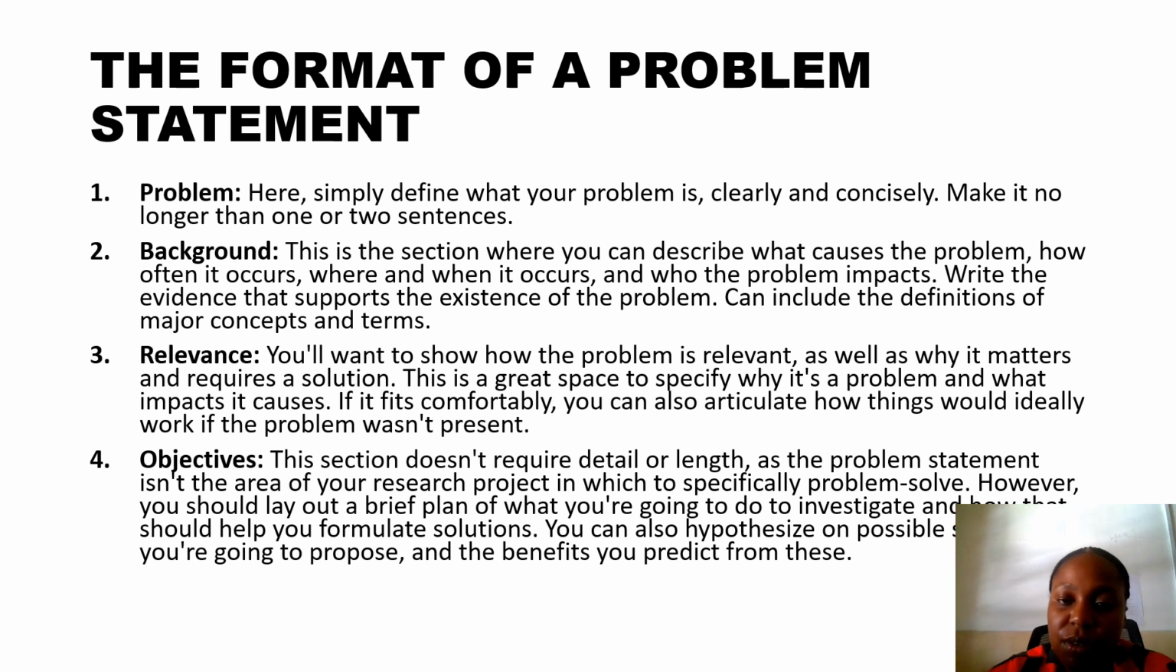So this is the section where you can describe what causes the problem. If you know, so if you don't know, you can do a literature review on that problem. You find what other papers are saying about that problem, especially the causes. Then how often it occurs, where it is occurring, and when it is occurring, and then who the problem impacts. Then after that, you write the evidence that supports the existence of the problem.